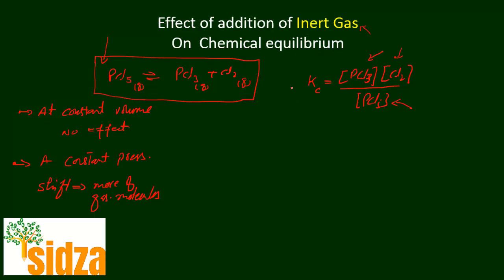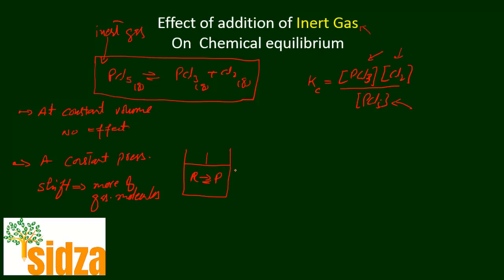But when we add the same inert gas at constant pressure, constant pressure means the volume has to increase, right? If we have a reaction vessel here, and this is the equilibrium, we have the reactants and the products under equilibrium.